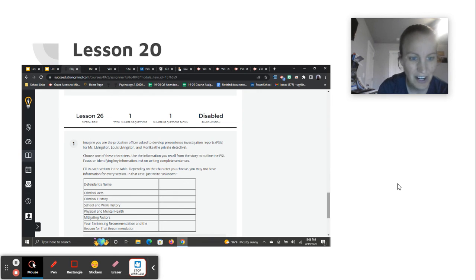Imagine you are the probation officer asked to develop pre-sentence investigation reports for Miss Livingston, Louis Livingston, and Monica, the private detective. Choose one of these characters. Use the information you recall from the story to outline the PSI. Focus on identifying key information, not on writing complete sentences. Fill in each section in the table. Depending on the character you choose, you may not have information from every section. So for this one, you will use a table. And I know it can be hard in the system to make the actual tables. You can write criminal act and then a space and then write the answer.